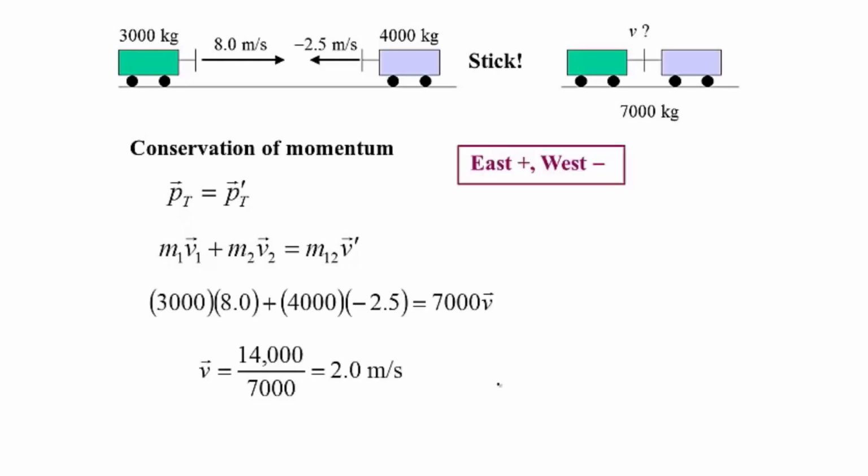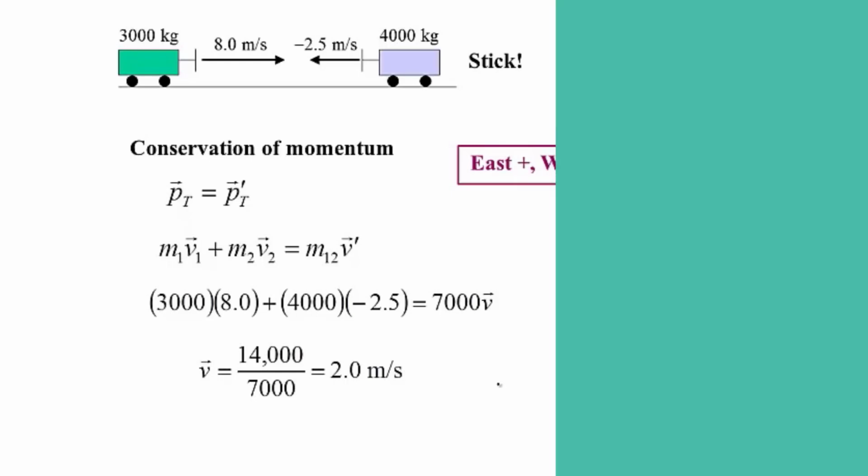So we plug in the masses and the velocities, keeping in mind that the 8 meters per second is positive, and the 2.5 meters per second is negative, because positive direction is east, negative direction is west. The sum of the two masses added together, 3,000 plus 4,000, is obviously 7,000 kilograms. So divide all that out and you get positive 2.0 meters per second. So that means they're going to be moving to the right, or east, at 2.0 meters per second.